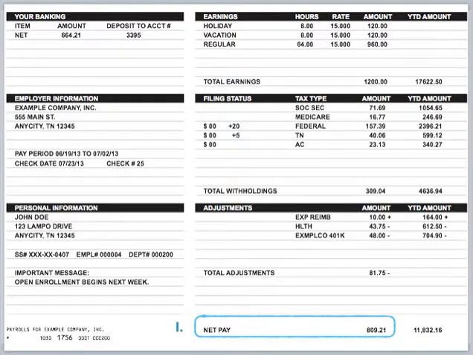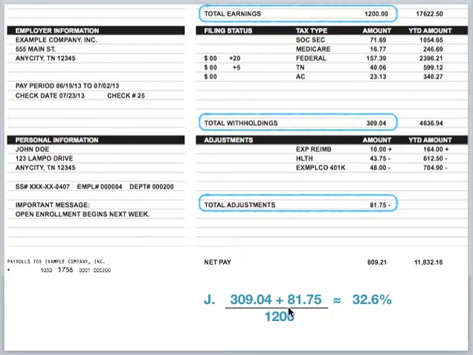The last question is the one that's going to take the most math to solve. There's a couple of different ways to figure it out, but one way is to figure out the percent that's deducted for taxes and other expenses by first adding up the amount of money that was taken out of your paycheck for taxes and other expenses, and then dividing by how much the paycheck initially was before deductions, the total earnings. So the percent that's taken out is about 32.6%. If you round it to 33%, that's fine.